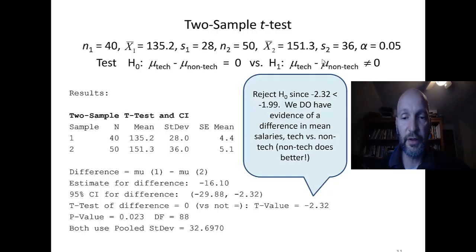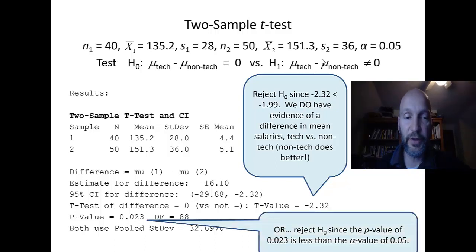So what do we need to compare with our rejection region? Well, the t-value here of negative 2.32. That's less than negative 1.99, so that does say that there is evidence that the difference between salaries for tech versus non-tech people is significant, and it looks like it's favoring the non-tech background, and we can see that same result by looking at this p-value that's given to us again for free. Since the p-value is less than 5%, which is our alpha level, that means p-value is low, H0 must go.